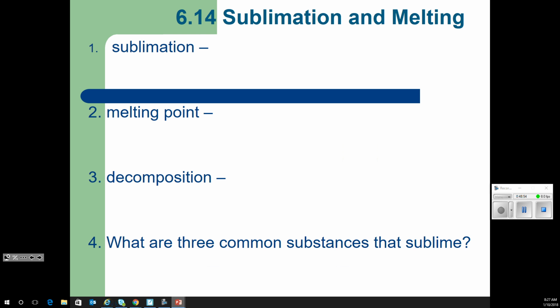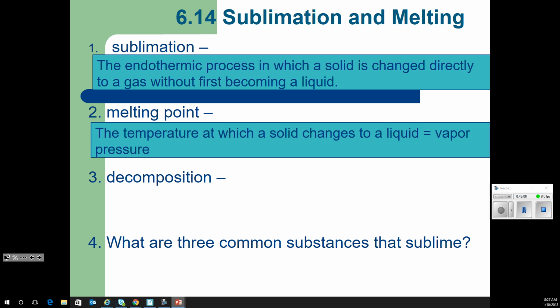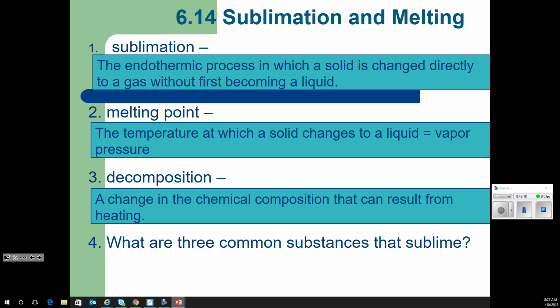Okay, so let's talk about sublimation and melting. Sublimation, again, is an endothermic process where we change directly from a solid to a gas without becoming a liquid. Melting point is where we have a solid changing to a liquid. I know I'm giving you a lot of vocabulary here, but we'll get to a point where we need it. Decomposition is when I have a chemical change that results from heating. So if I heat something, it becomes something new, that is decomposition.